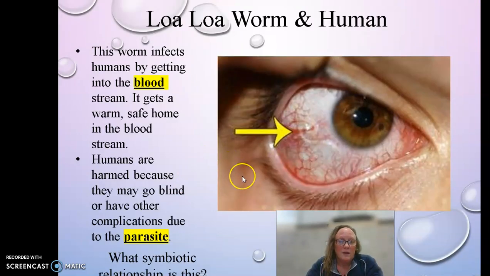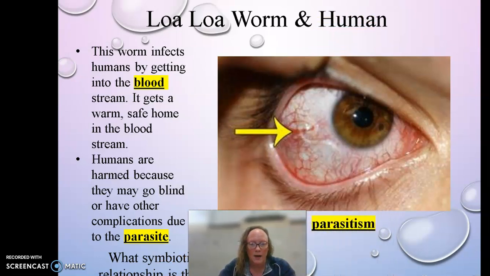This worm infects the human by getting into the bloodstream, and it gets a warm, safe home from the bloodstream. Humans are harmed because they may go blind or have other complications from this parasite. What kind of relationship would this be? One is being helped and one is being harmed. If you said parasitism, you are correct.